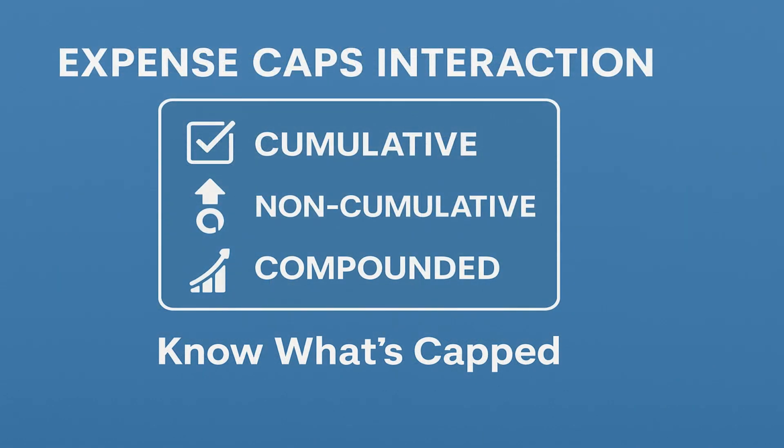Many modified gross deals cap controllable increases, say 5% per year. Caps don't usually apply to taxes, insurance, or utilities. Know whether caps are cumulative, non-cumulative, or compounded.